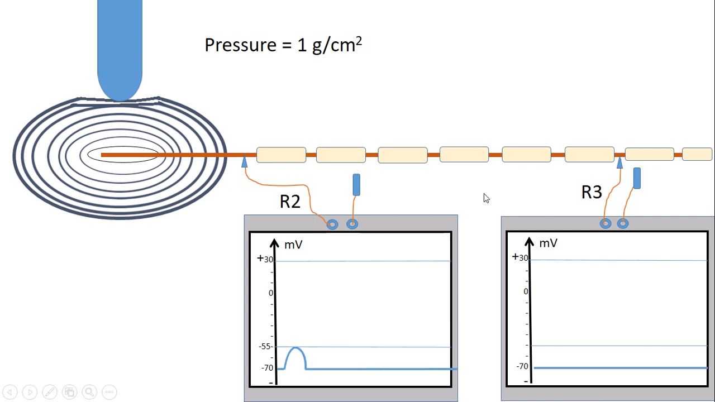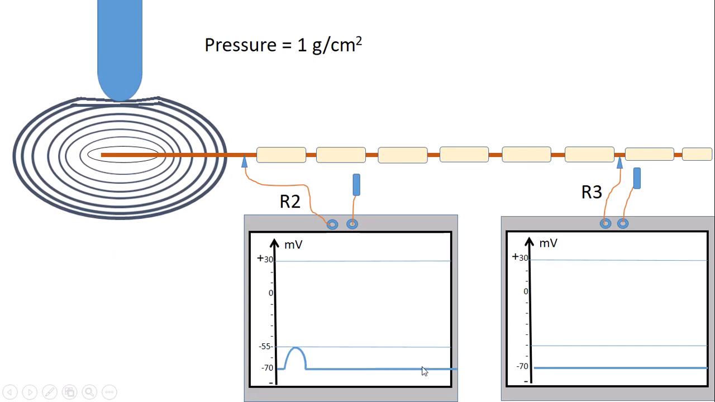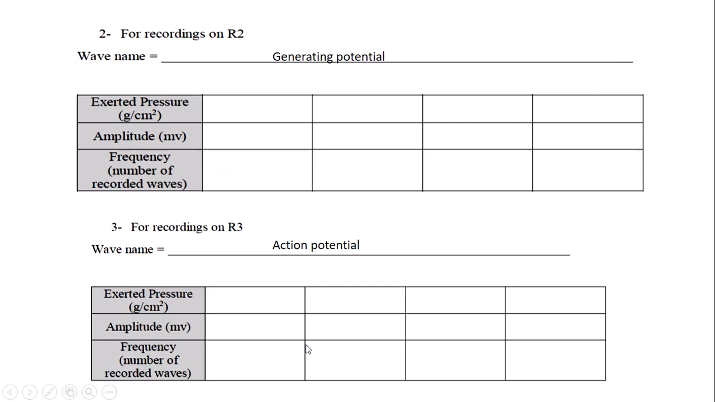So let's record the data. We have the name of the wave on R2, generating potential, on R3 the action potential. The pressure is 1 gram per centimeter square. The amplitude here is, again, let's look at it. It's just below minus 55, so it's just less than 15 millivolts. And the number of waves, it's just one, but it's not really a generating potential or an action potential, it's just a hypopolarization. So if you said 0, I would accept it as well.